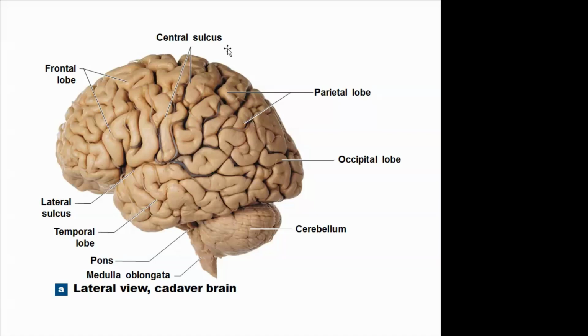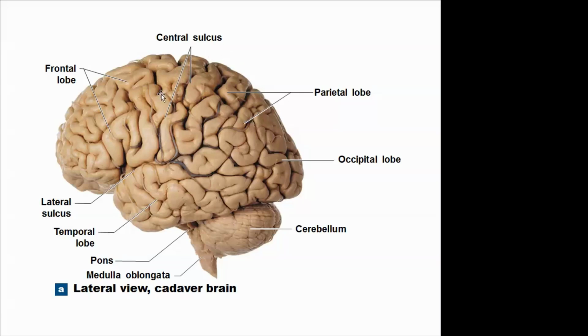So the cortex will vary depending on the region of the brain, and also it will change with age. So sometimes as people get older, the cortex gets thinner, and sometimes with disease process, certain areas of the cortex will also get thinner.